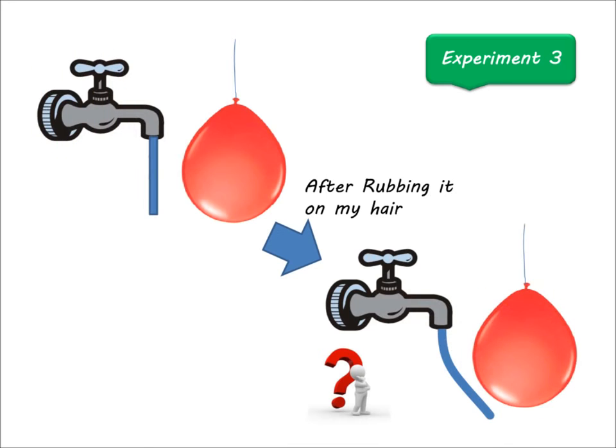Okay, now let's go to the third experiment. First, I will remind you what happened and then see if you can explain it by yourself. Ready? Okay, at the first step, we had a neutral balloon and we closed it to the stream of water, but nothing happened. The same as previous experiments. But when I rubbed the balloon on my hair, it attracted the stream of water. Now, think for a few seconds and try to come up with a reason similar to what I explained in the previous experiments. Okay?